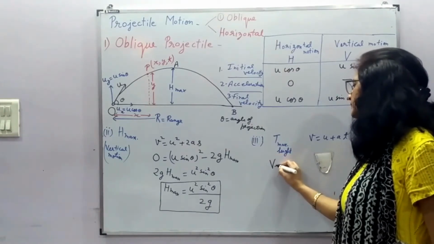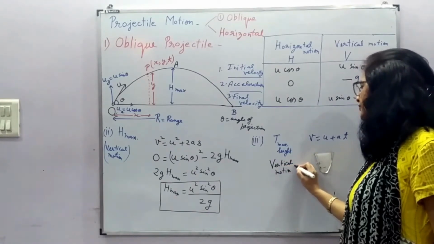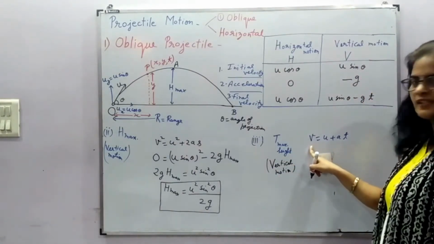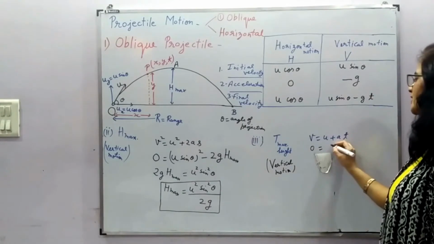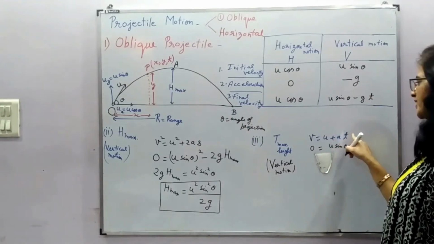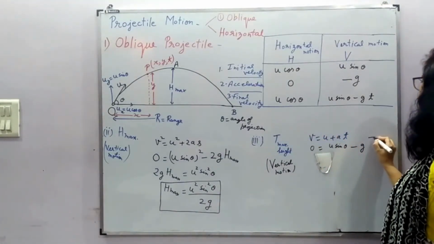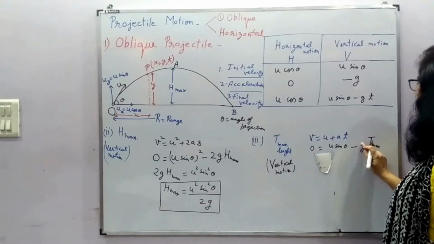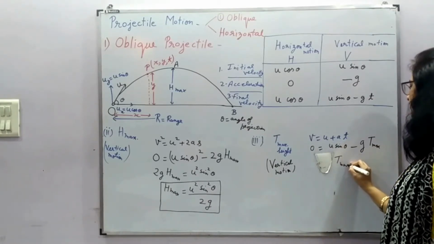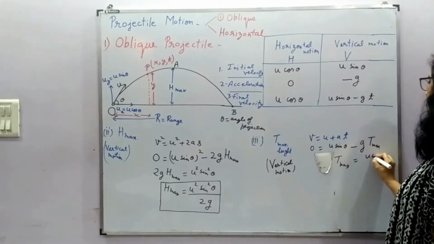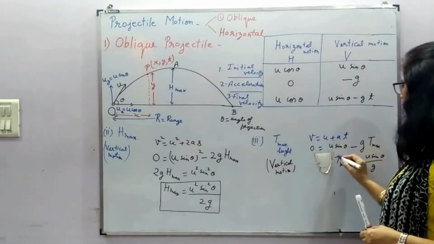So we'll consider vertical motion and we have to refer to the table written. So final velocity at the maximum height is 0. Initial velocity is u sine theta. Acceleration is minus g. And for t, what will I write? Time for maximum height. Right? So what is the time for maximum height? This will be u sine theta upon g. So this is our third derivation.